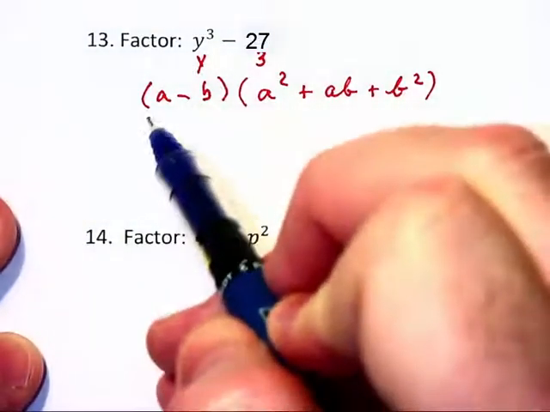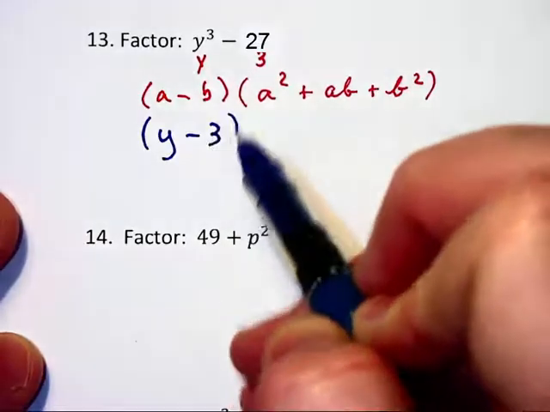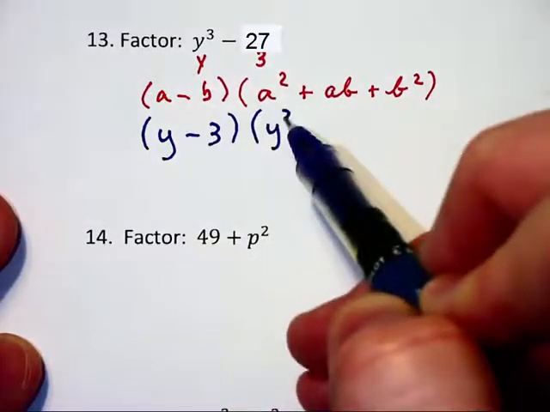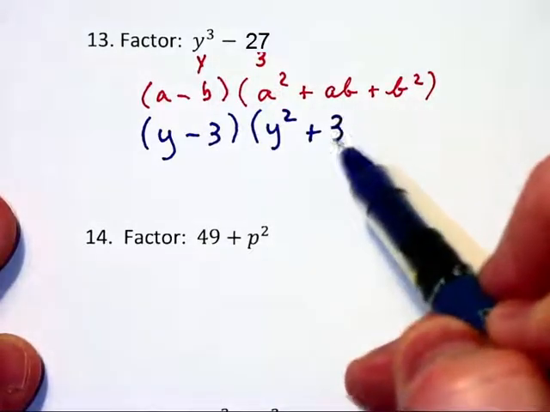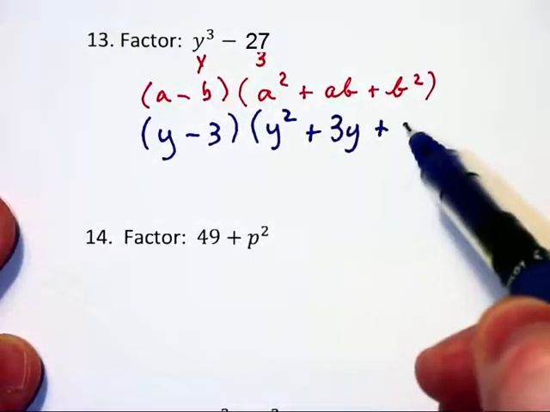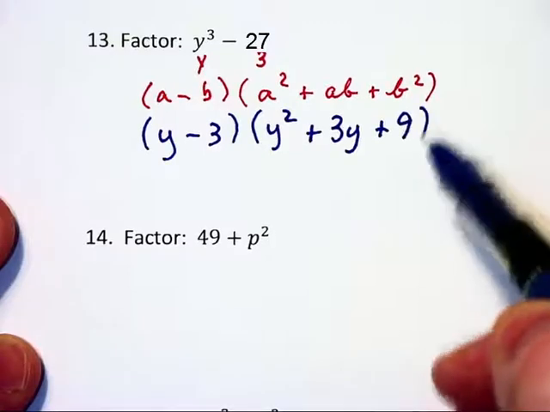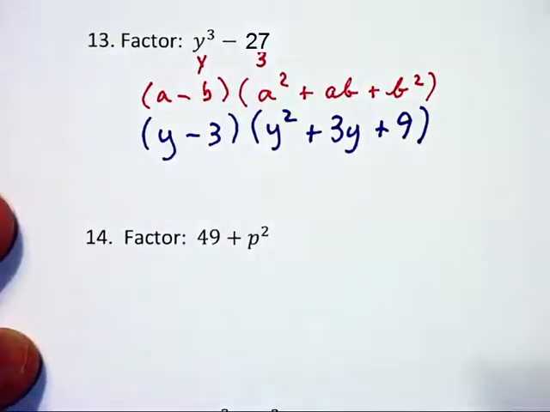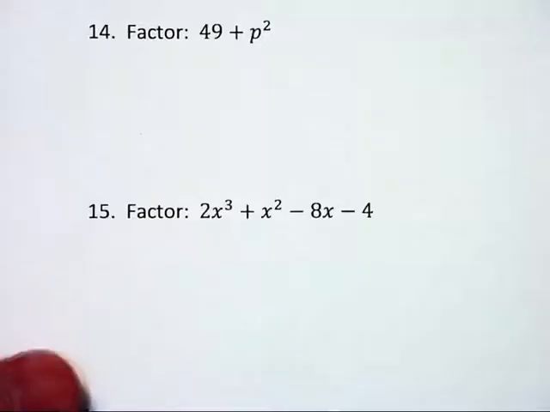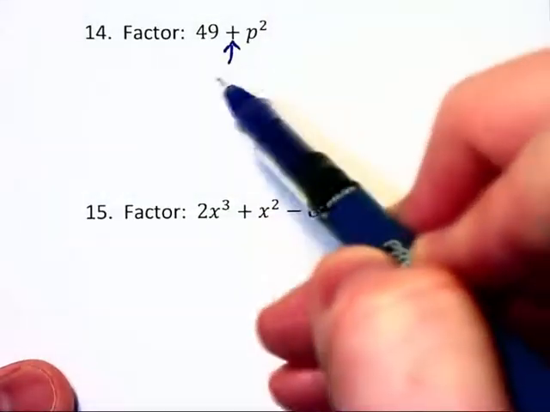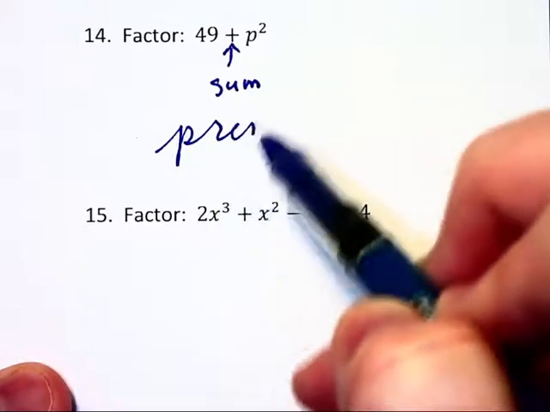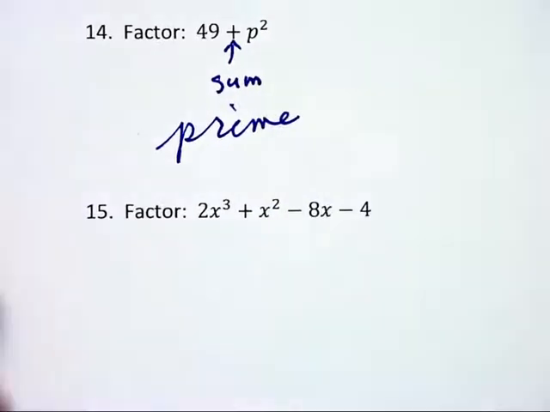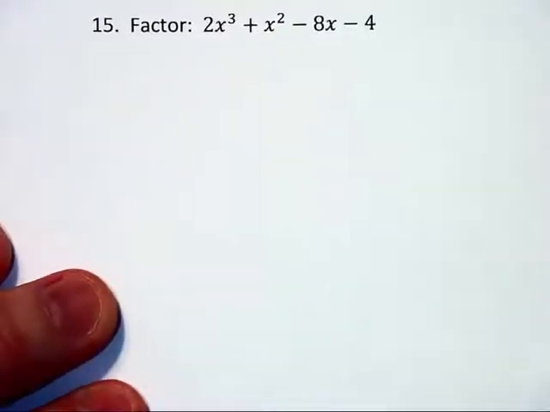A minus b is going to turn into y minus 3. A squared will become y squared. We will then have plus the y and the 3, which is 3y, plus b squared, which is 3 squared, which is 9. And there's the factored form, and we never go any further. For number 14, we have the sum of two squares, which is not factorable, so this expression we say is prime. For number 15, there are 4 terms.